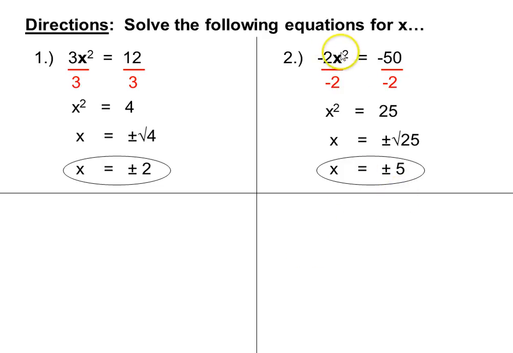If you plug in a positive 5 in for x here, this statement will be true. If you plug in negative 5 for x, this statement will be true also. A couple more examples.